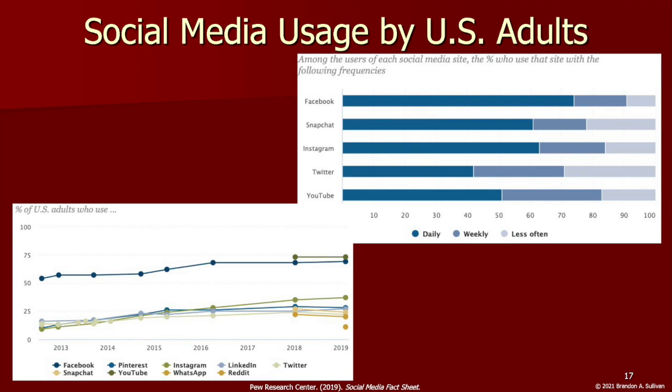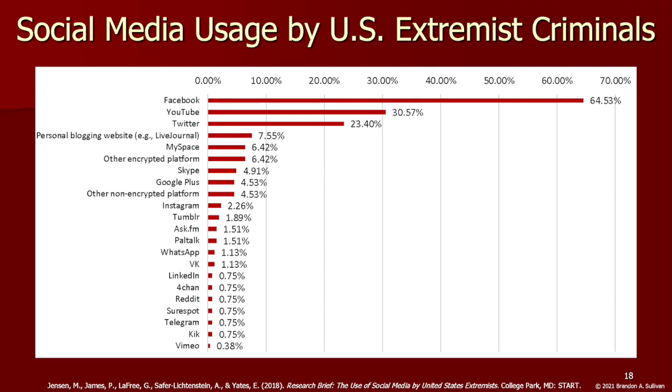And adults spend a great deal of time on social media. The most common social media platforms are Facebook and YouTube, used by around 7 in 10 U.S. adults. The next is Instagram at around 4 in 10, while others are less than 3 in 10. This tracks very closely with social media usage by extremist criminals.